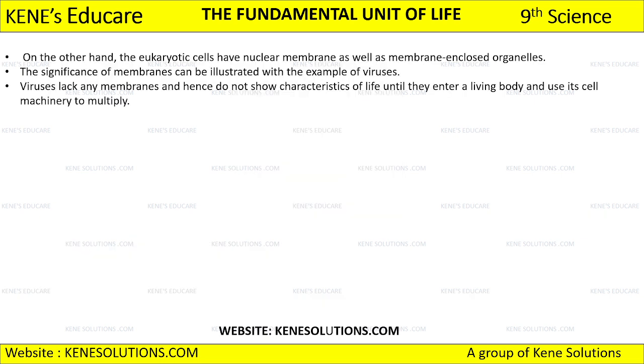On the other hand, the eukaryotic cell has a nuclear membrane as well as membrane enclosed organelles. What do they have? They have a nuclear membrane as well as membrane enclosed organelles.